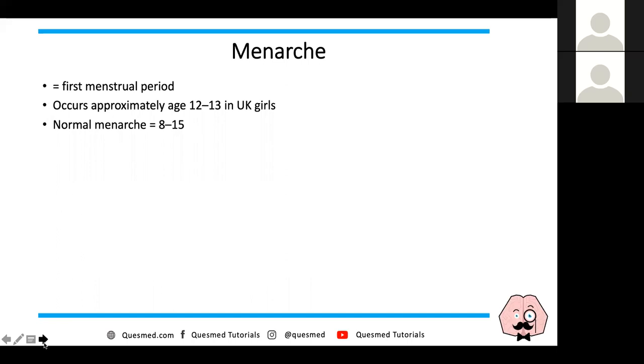So let's recap menarche. Menarche is the occurrence of the first menstrual period, and it usually occurs about the age of 12 to 13 in girls in the UK. However, normal menarche actually can occur from age 8 all the way up to age 15. So before we talk about early and late menarche, let's talk some more definitions.